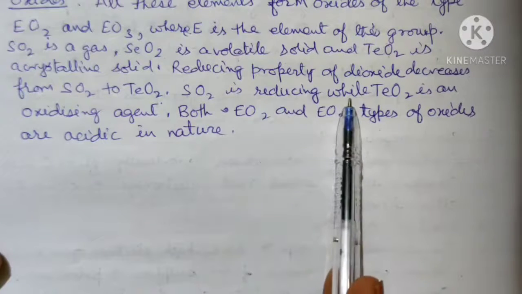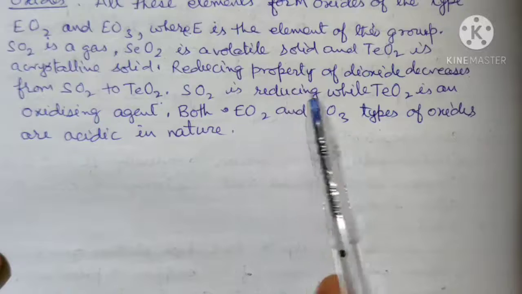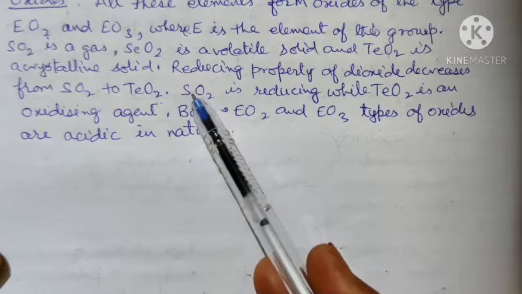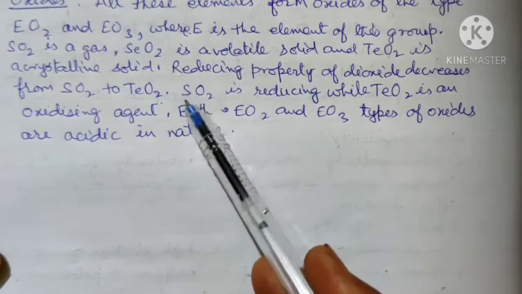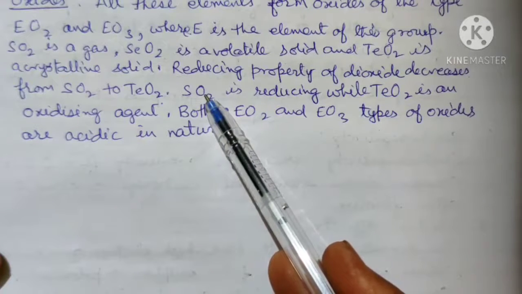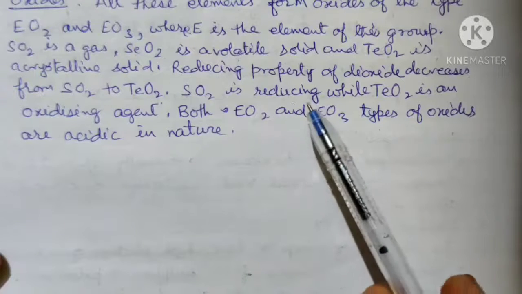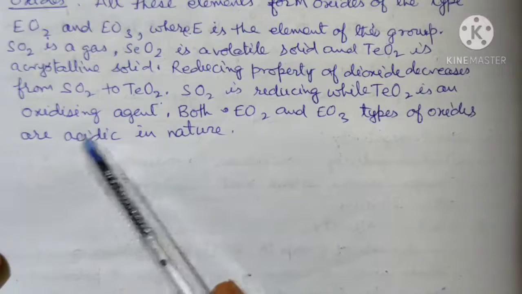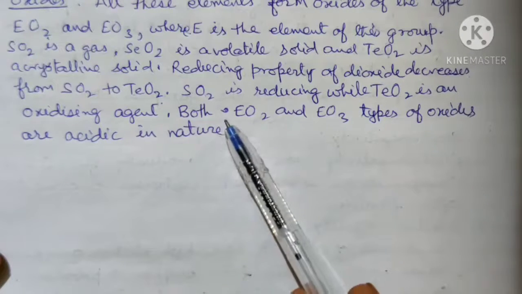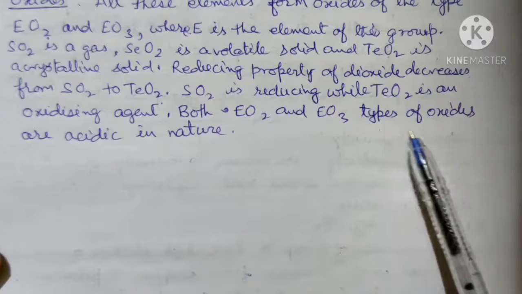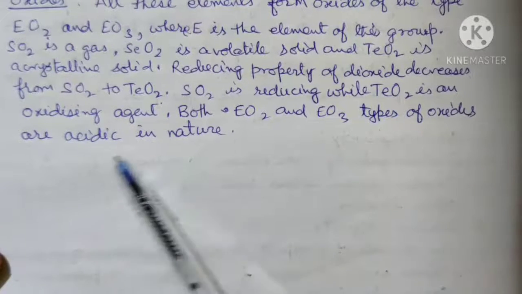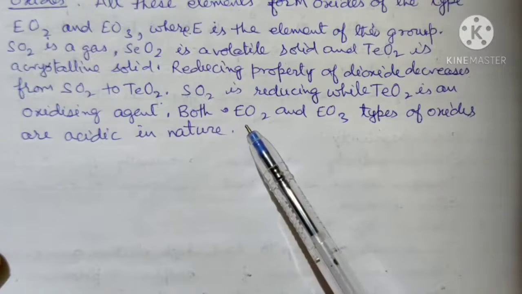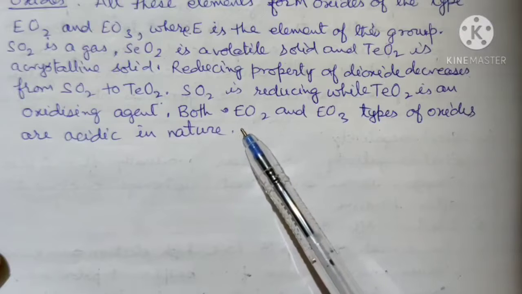Sulfur dioxide is a reducing agent, that means it is converted into SO4 2- ion, where the oxidation state of sulfur changes from +4 to +6. So it is reducing, while TeO2 is an oxidizing agent. Both EO2 and EO3 types of oxides are acidic in nature, because these are non-metallic oxides, so they are acidic in nature.